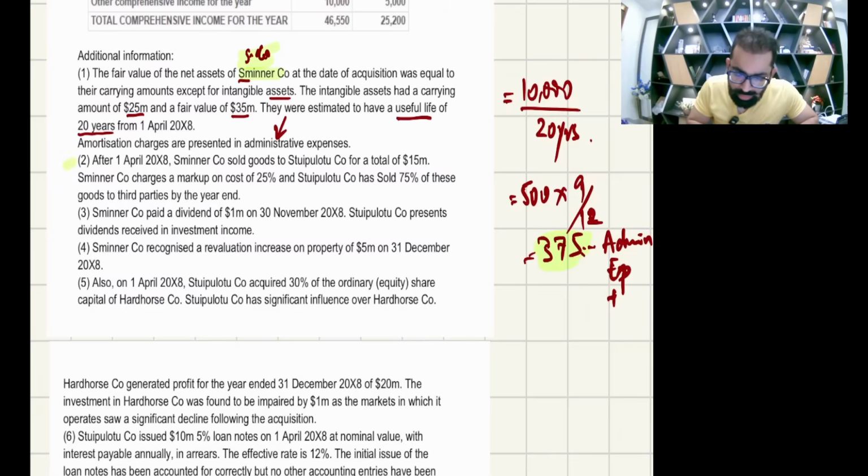Number 2, after 1st April X8, S company sold goods to P company. That means S to P sale. Subsidiary, S means subsidiary, S to P sale, for a total amount of 15 million.